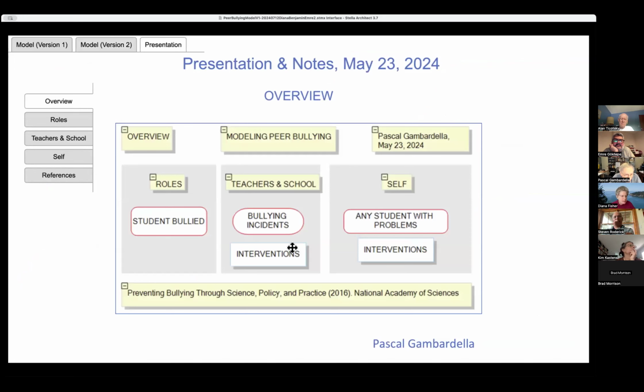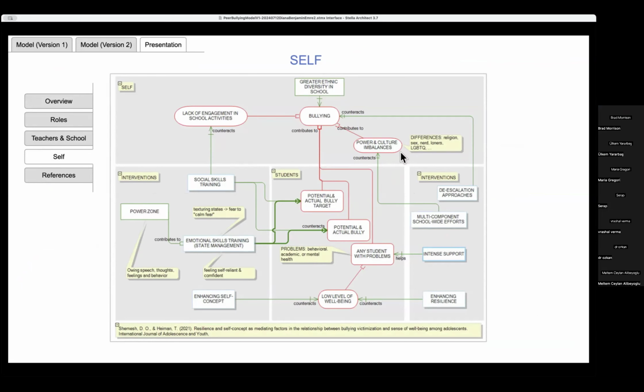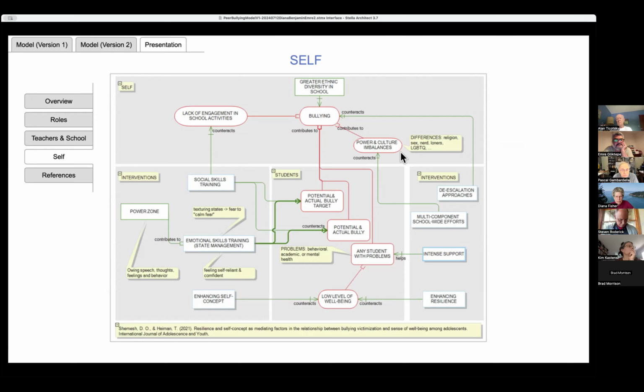This is the one where you want to add some of these characteristics, Pascal, into the model, right? Essentially it moves students from potential bullies to bullying. You might have bystanders who become bullies because they want to be close to the bully, and stuff like that.